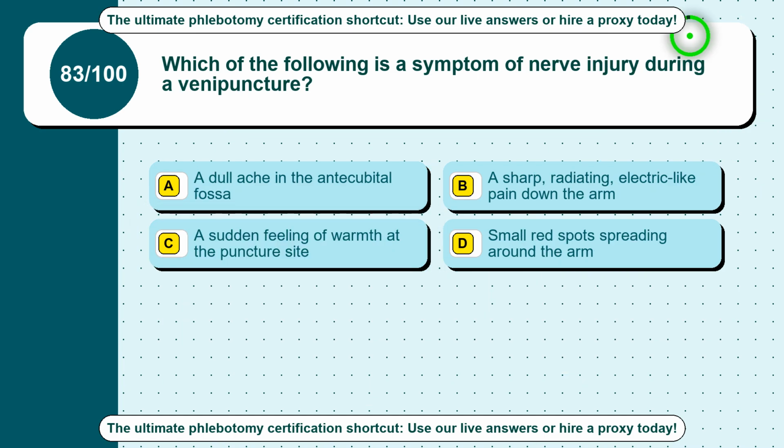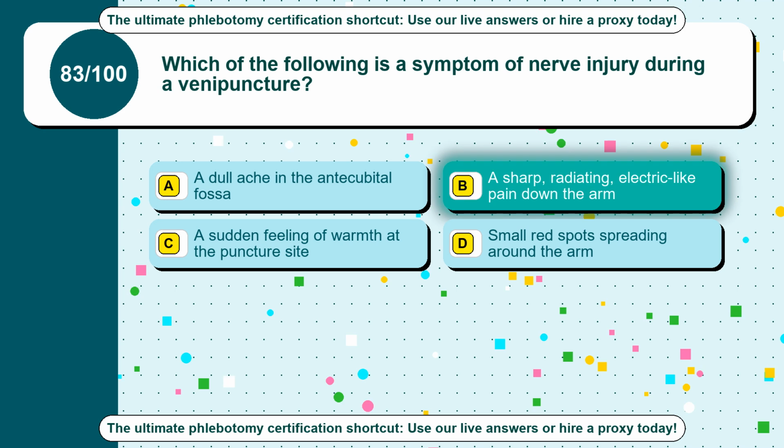Question 83. Which of the following is a symptom of nerve injury during a venipuncture? Option A. A dull ache in the antecubital fossa. Option B. A sharp, radiating, electric-like pain down the arm. Option C. A sudden feeling of warmth at the puncture site. Option D. Small red spots spreading around the arm. The correct answer is option B, a sharp, radiating, electric-like pain down the arm.